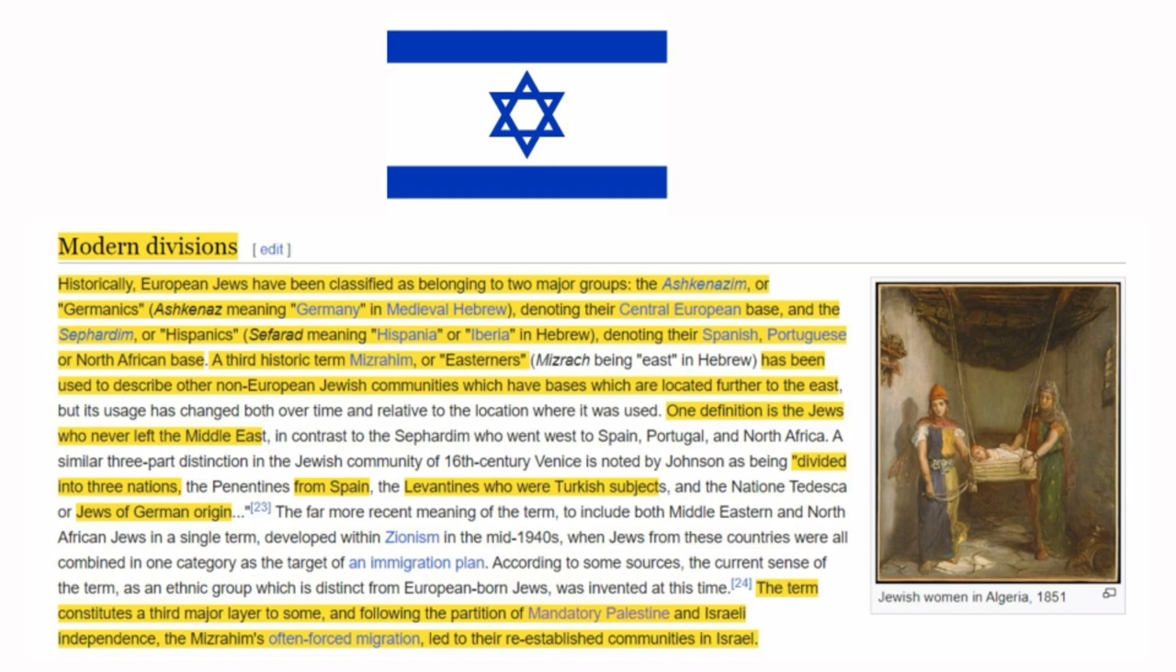To clean this article up a little, they admit to three divisions of ethnic Jews: the Ashkenazim, or German Jews, Sephardim, Spanish Jews, meaning Spanish, Portuguese, and North African Jews, and Mizrahim, Middle Eastern Jews, like Jews from Iran, Turkey, Afghanistan.